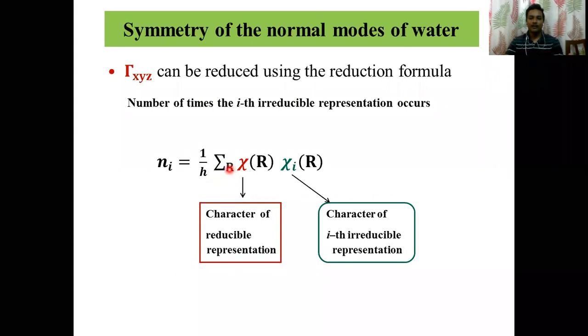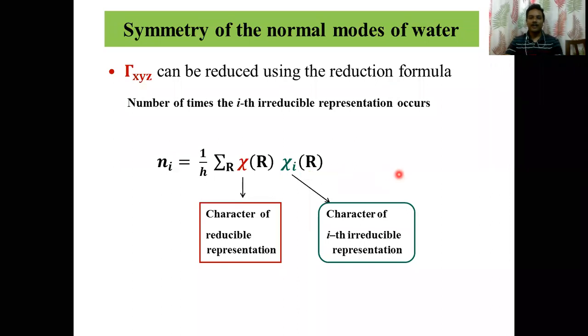Okay, now we have to do a sum over all the operations. So I am doing it for all the operations, not over the classes. Just for the timing, stick to this. Sum over all the operations, and then this character is for the reducible representation that we get using the XYZ, right? Corresponding to each operation. Now, this character is the character corresponding to the one I am going to generate the number for. So that is the irreducible representation, which can be either A1, A2, B1, or B2 corresponding to this operation, right?